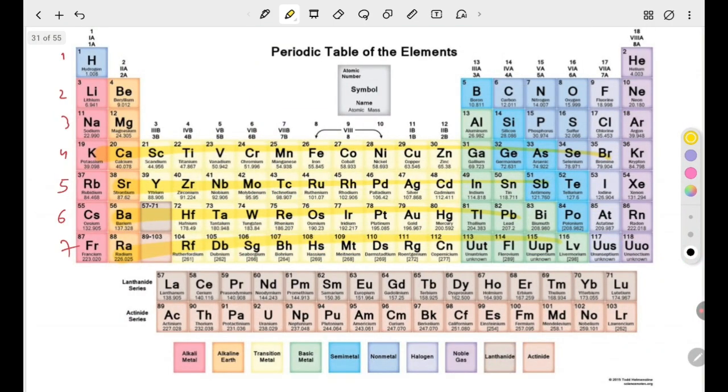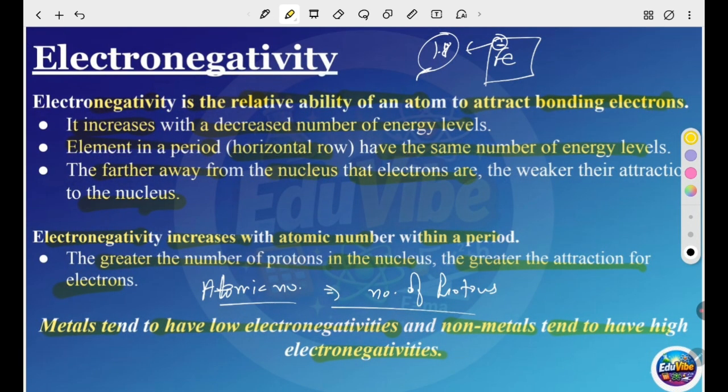So here, if we see over there, these are the metals and these are the non-metals. You can see the non-metals highlighted here. So just know that metals tend to have low electronegativity, and the non-metals are the high ones. You can see from your data booklet too that the electronegativities of the metals are very low as compared to non-metals.